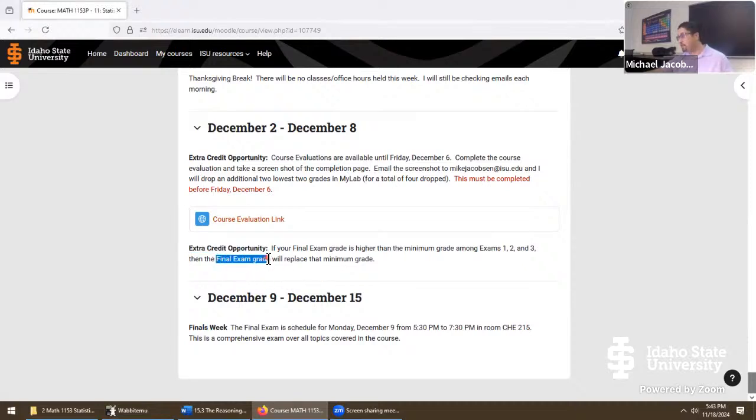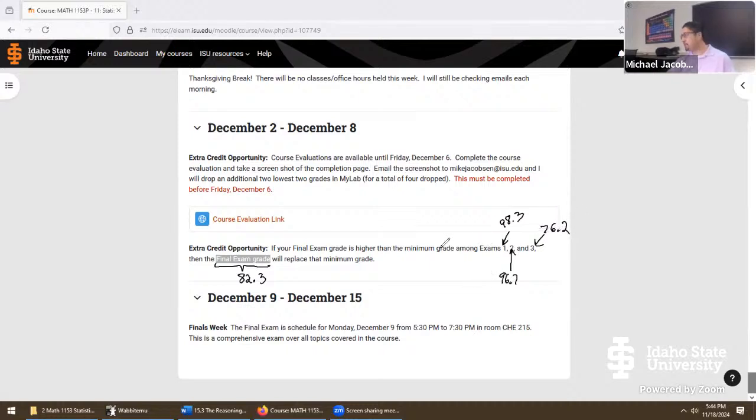If your final exam grade is larger than your grades amongst exams 1, 2, and 3, your final exam grade will replace it. So just for the sake of some random numbers for an explanation, let's suppose the final exam grade came out at 82.3%. Exam 1 was 98.3. Exam 2 was maybe 96.7. Exam 3, maybe this one came out as 76.2. Then this one would be overwritten with 82.3 is how the extra credit opportunity would work.